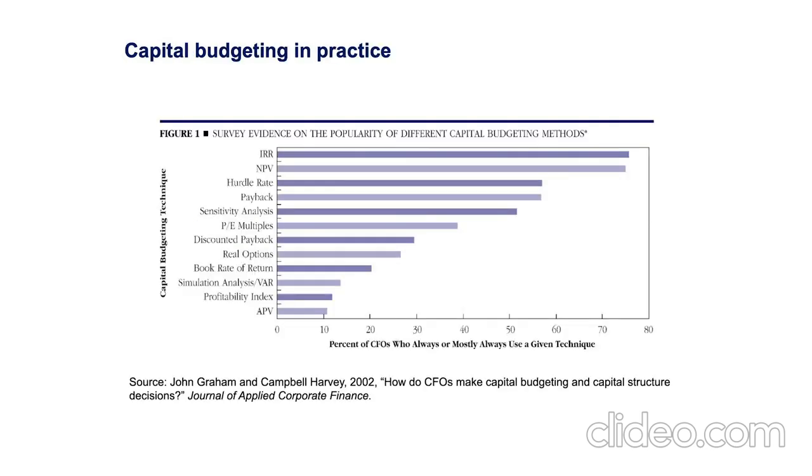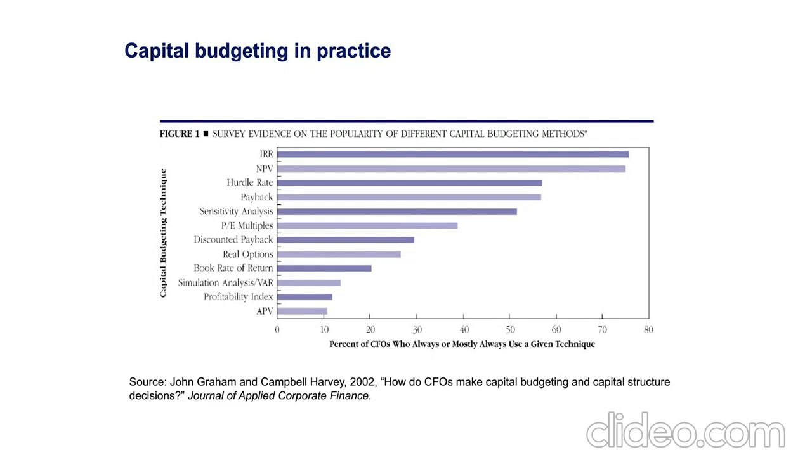To wrap up our discussion on the alternative rules in capital budgeting, we briefly present the results from a survey of CFOs from a broad set of companies. The figure on the slide shows the percentage of CFOs surveyed who use a particular capital budgeting rule. The y-axis lists the rules used, and the x-axis gives the percentage of CFOs who always or almost always use that rule.